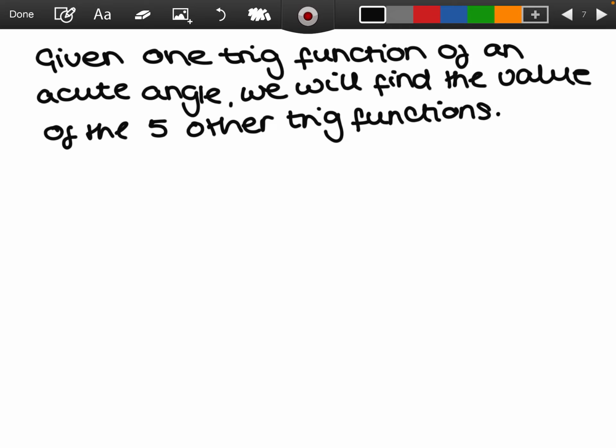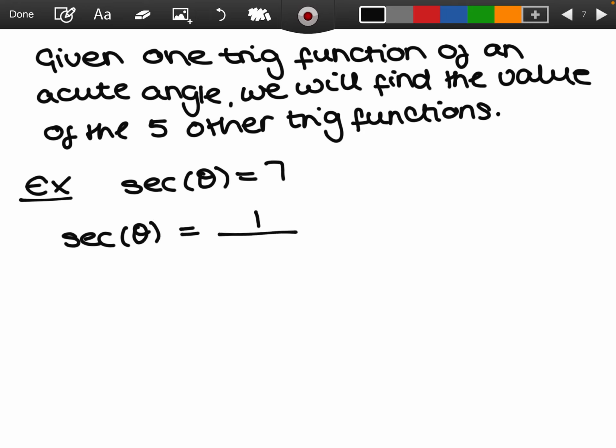Okay, I'm going to do 2 examples of this just so that you can see how we're going to proceed with these. So our first example, I'm going to say that secant of theta equals 7. I want to find the 5 other trig functions. Whenever you're given one of these reciprocal functions like secant or cosecant or cotangent, I would go ahead and write it back in terms of one of our 3 main ones, sine, cosine, and tangent. So I know secant is 1 over cosine.